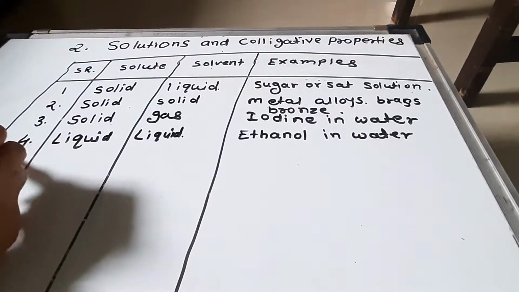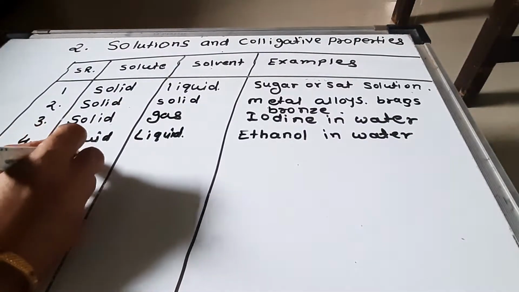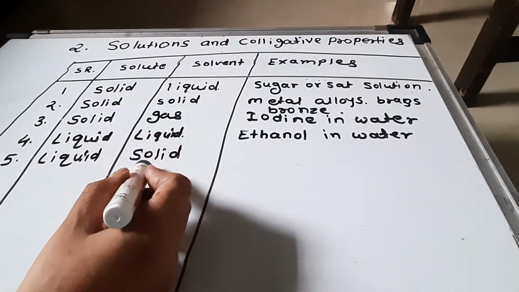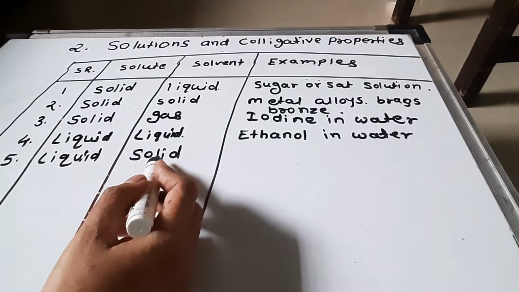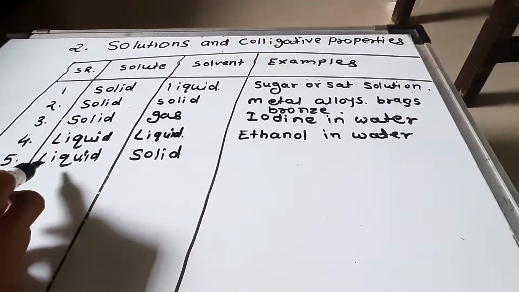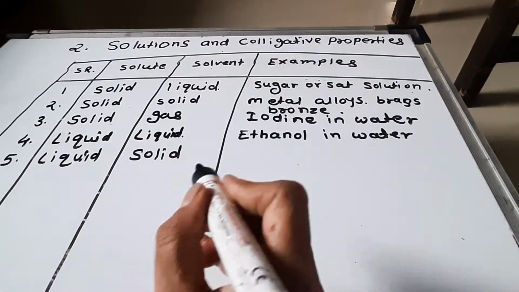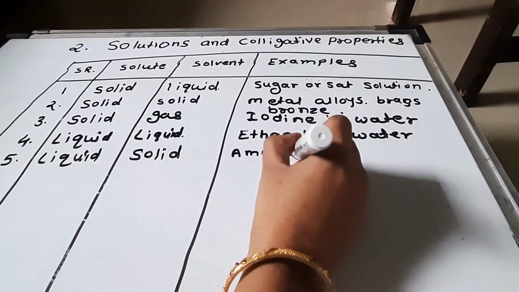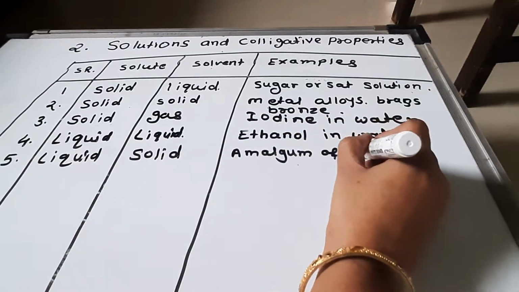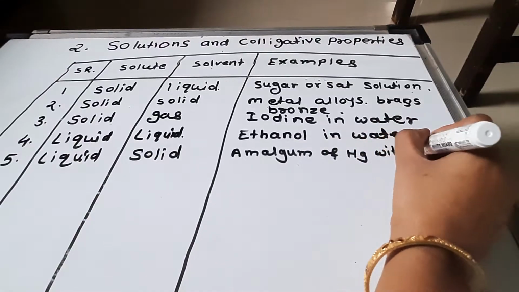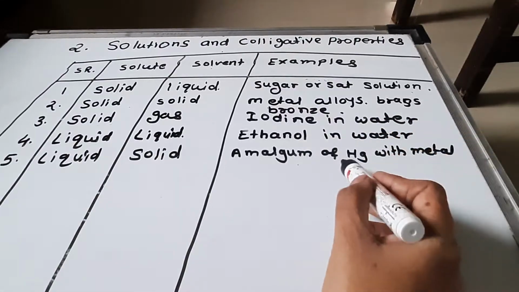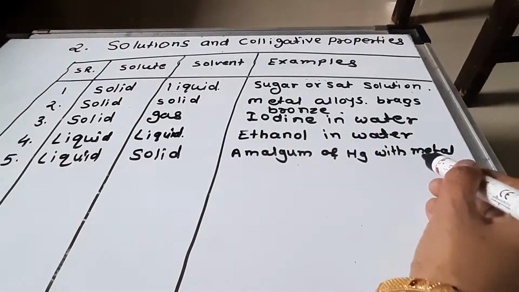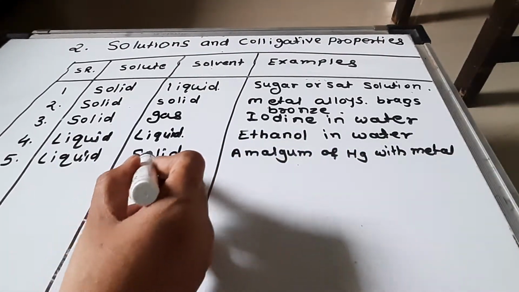Then fifth one is liquid and solid. Solvent is solid, meaning larger proportion is solid, and lesser proportion is liquid, and example is amalgam of mercury with metal. Mercury is in a liquid state, it is in lesser proportion, so it is a solute, and metal is in a solid state and it is a solvent.